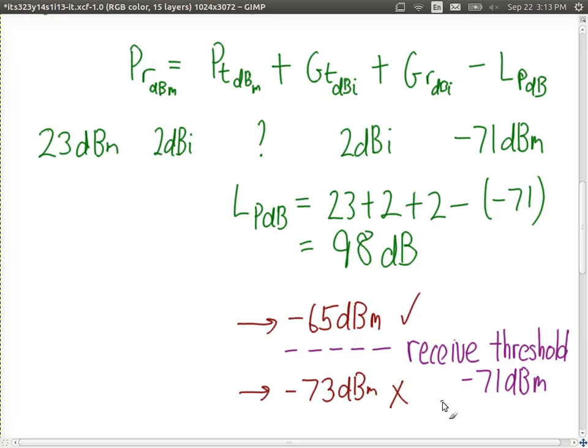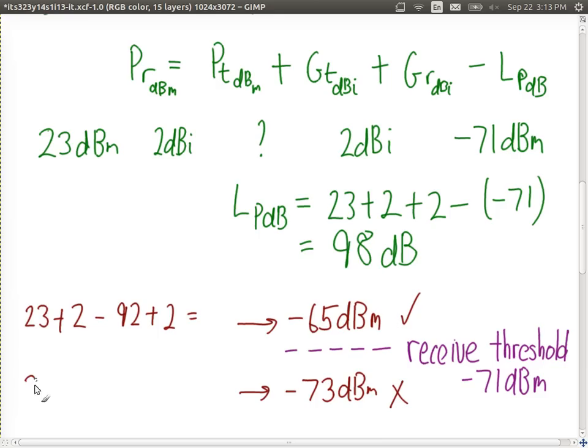So in our case, we have our 23 dBm transmit power plus the gain of 2, minus a path loss of, let's say, if the path loss was 92, plus 2 dB, what do we get? 23 plus 2 is 25, minus 92 is minus 67, plus 2 gives us minus 65. So if the path loss was 92, we would successfully receive.